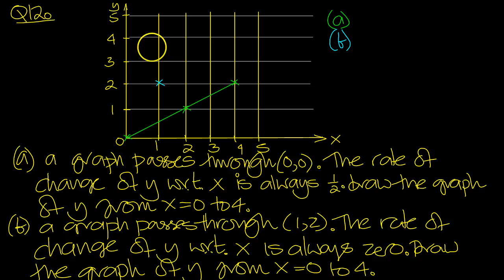So let's draw that then. So I'll try and draw as best I can. Here, 0 to 4. And that's the line there. So that's part A and part B in blue.